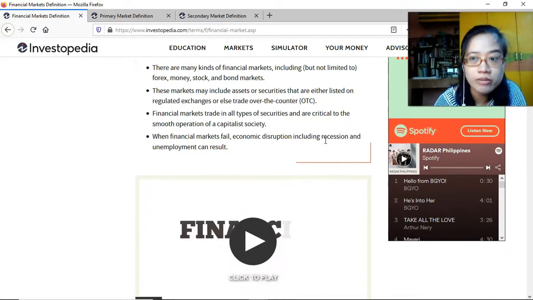Okay, some of them are regulated, especially the stock market, bond market, forex. I think most of them are. Financial markets trade in all types of securities and are critical to the smooth operation of a capitalist society. Essentially, because money, financial instruments are being traded there. Okay. When financial markets fail, economic disruption, including recession and unemployment, can result.